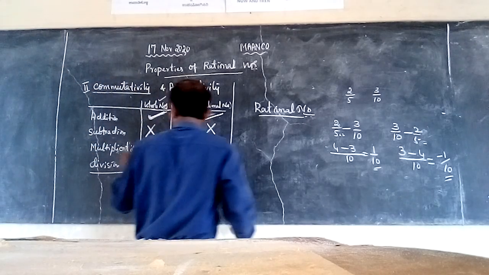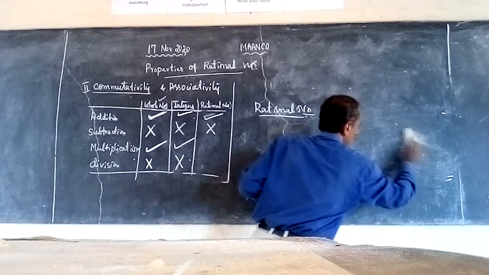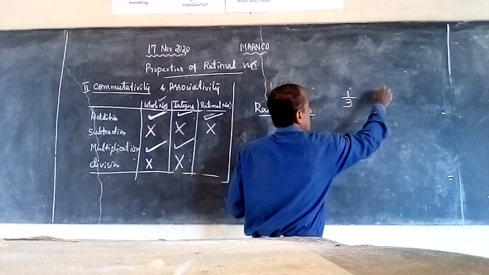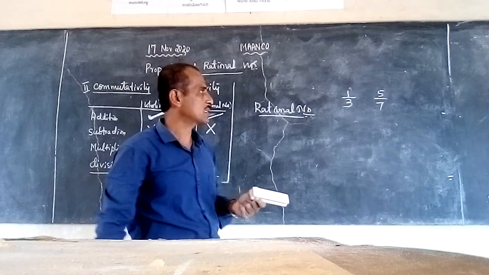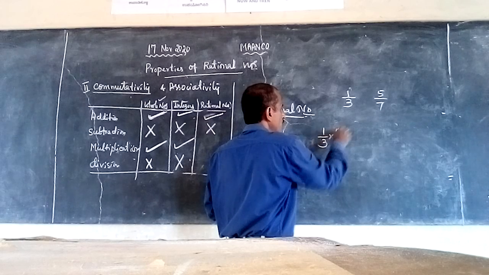Okay. Next, multiplication. Let us take any two rational numbers, say 1 by 3 and 5 by 7. Two rational numbers I will take. 1 by 3 into 5 by 7.